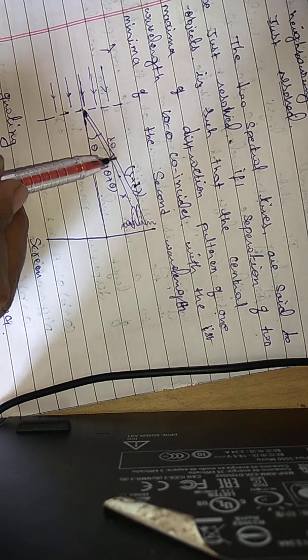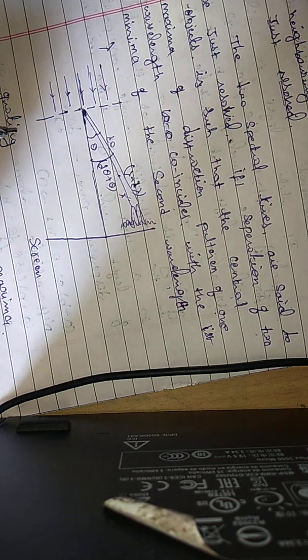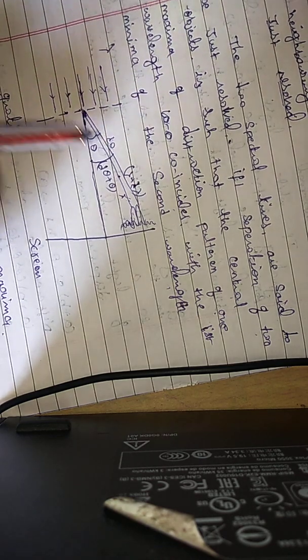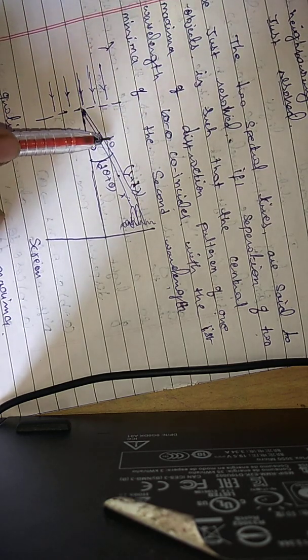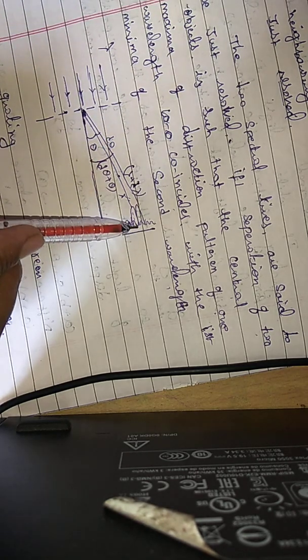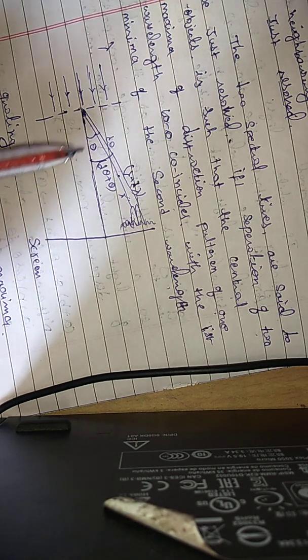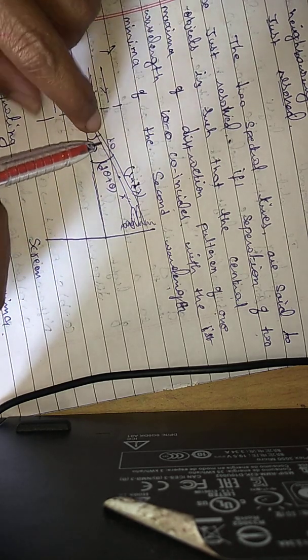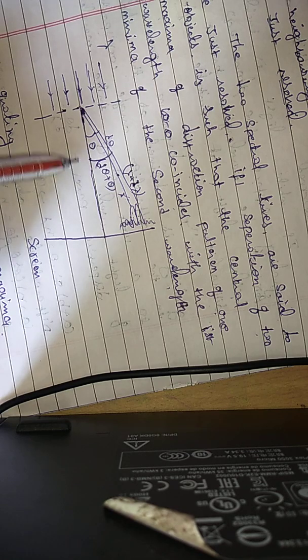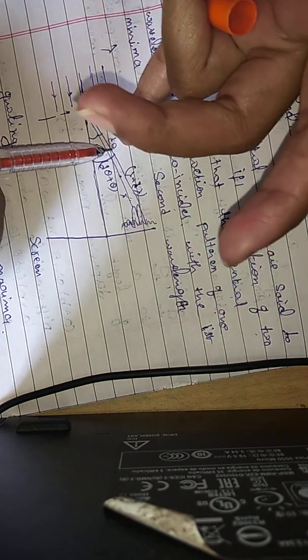D theta is the resolving ability or limit of resolution. D theta is nothing but the limit of resolution. It can be expressed either in terms of angle, that is angular separation, or in terms of linear separation. In terms of angular separation, d theta is the limit of resolution, the limit of separation in terms of angle.